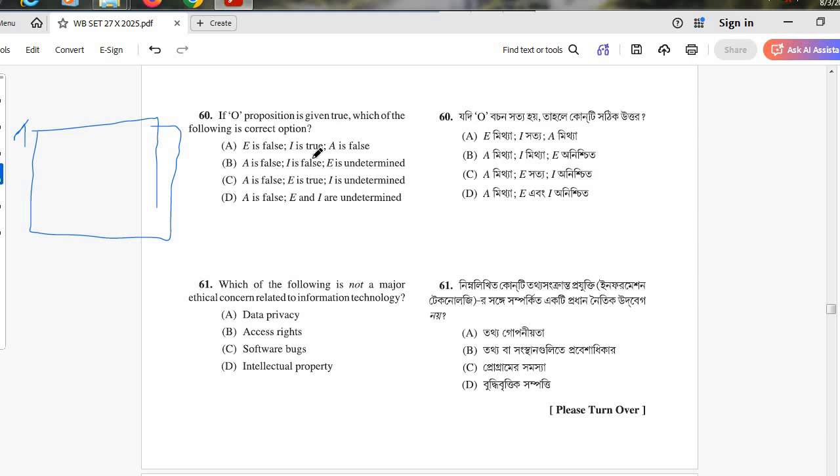A, E is false and I is true. B, A is false, I is false, E is undeterminate. And option C, A is false, E is true and I is undeterminate. And option D is A is false, E and I are undeterminate.